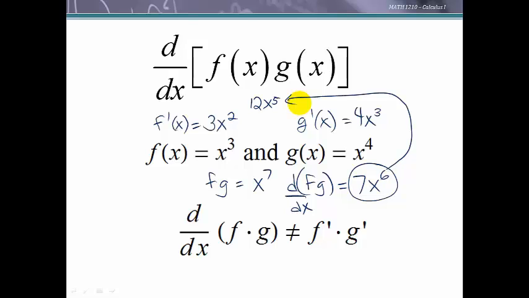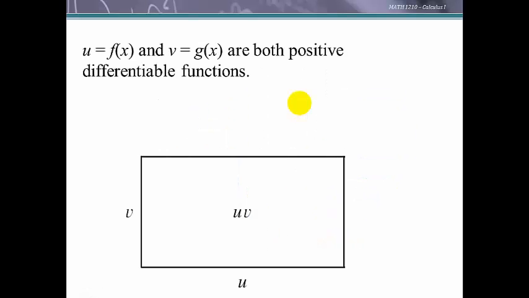All right, well, let's look at a geometric derivation to see what the derivative of a product should be. So we're going to let u equal f of x and v equal g of x, and these are going to be positive differentiable functions. So the product uv geometrically, we could look at that as the area of this rectangle.